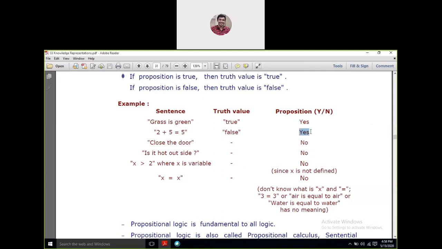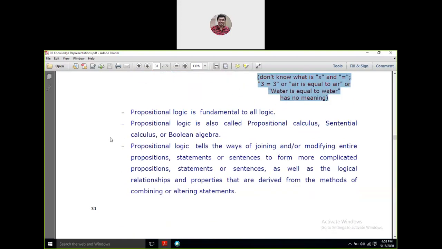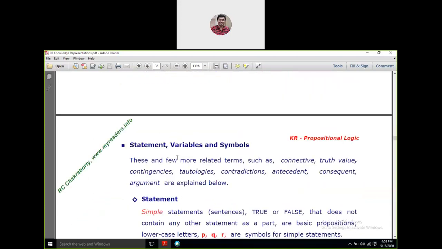Now what we do have is close the door. That means the truth value has not been given. Whether it is closed or not, no one knows. So the proposition is like a no. So this is how we are having a few more examples out here. We'll just go through them. We simply talked about proposition being fundamental to all logic, and they do have propositional calculus. These are all the things we have gone through.